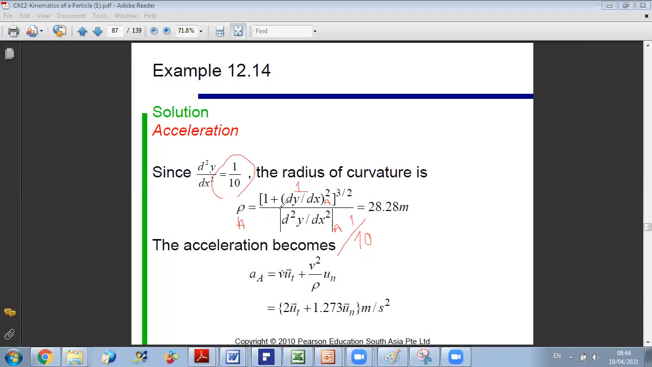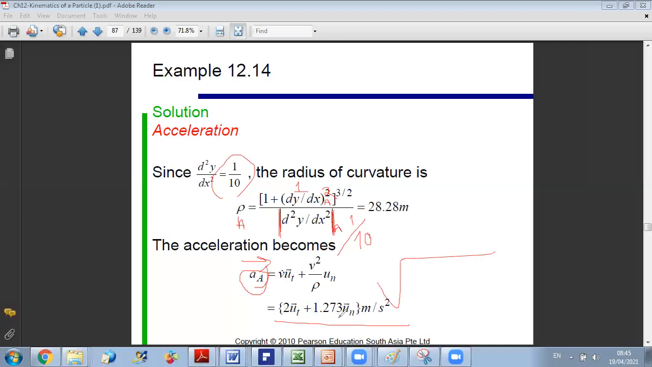Please pay attention, here we put the absolute value because rho is always positive. This term is already positive because we have a square, so in case the second derivative is negative, you should take the absolute value of it. Okay? Now, once I have calculated AN, I am ready to find the total acceleration. The total acceleration is divided into a tangential component and a normal component. So I can write it as a vector equal to 2 ut plus 1.273 un.